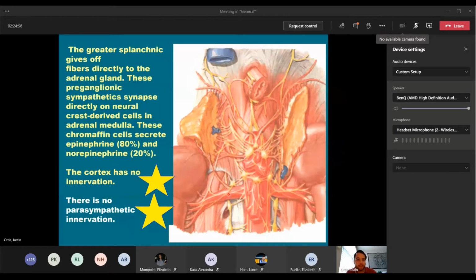Okay, so I would not note anything. The only thing I would note is the cortex has no innervation, and there is no parasympathetic innervation in general to the adrenal glands, and that makes sense, right? Because the adrenal glands are for the fight or flight response. So it's only going to be sympathetic, right? But the sympathetic innervation is only going to be to the medulla, right? Because the medulla is what produces your epinephrine and your norepinephrine, right? Which we'll talk about later on.